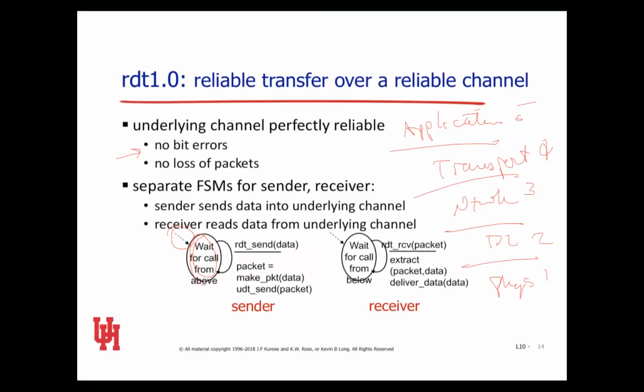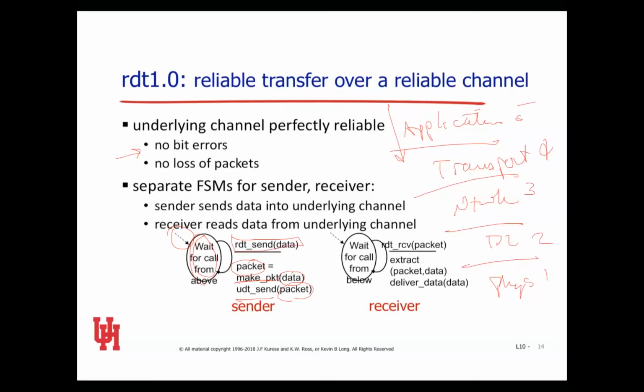Okay, so I'm waiting for a packet from above. That means from the application. When the user up above calls this function, that's an event that I want to pay attention to, then I'm going to do the following. I'm going to pass the data that they gave me to a function called makePacket. And I'm going to store the resulting data structure that comes back at me in this variable. And then I'm going to send that variable over the unreliable data channel.